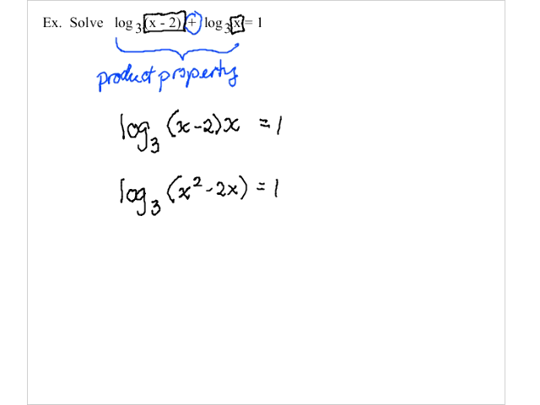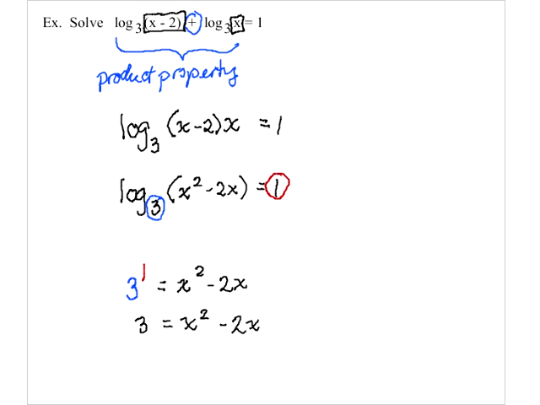So now we're going to change it to exponential form, and I'm going to color code as I go. The base of the log is the base of my exponent, 3. The exponent is what the log equals, 3 to the first power equals my other expression, x squared minus 2x. Okay? So now once I get there, I'm done with logarithms totally. So that's 3 equals x squared minus 2x.